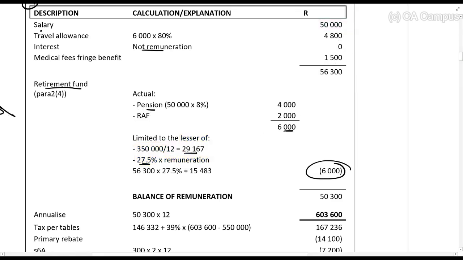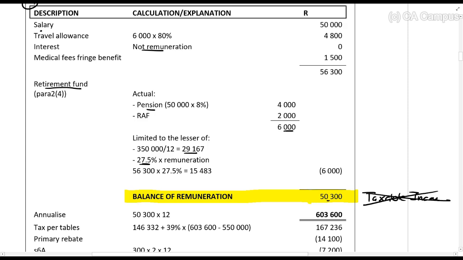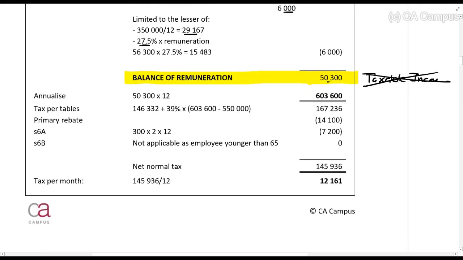Okay. So now I want you to see, now we've calculated this total over here, 50,300. That is our balance of remuneration. Now this is what we would usually want to call our taxable income, but it's not taxable income because it's remuneration, the employer doing it, and also it's for 1 month. So we don't call it that, but I want you to see it's equivalent to that. Now, our tax tables that we use are set out in terms of a year. So this 50,300 is for 1 month.